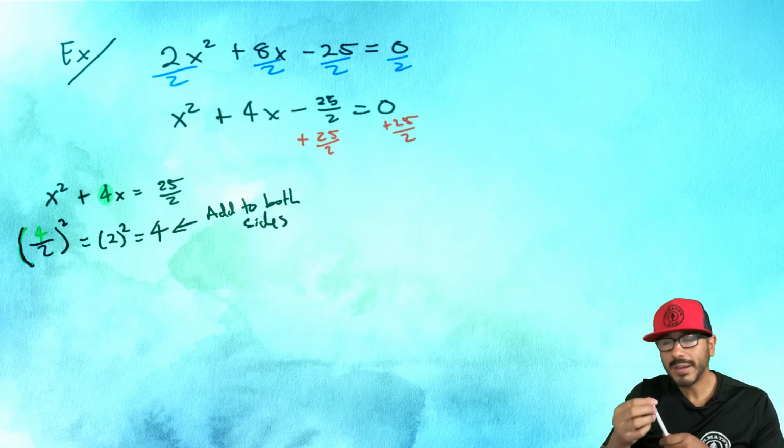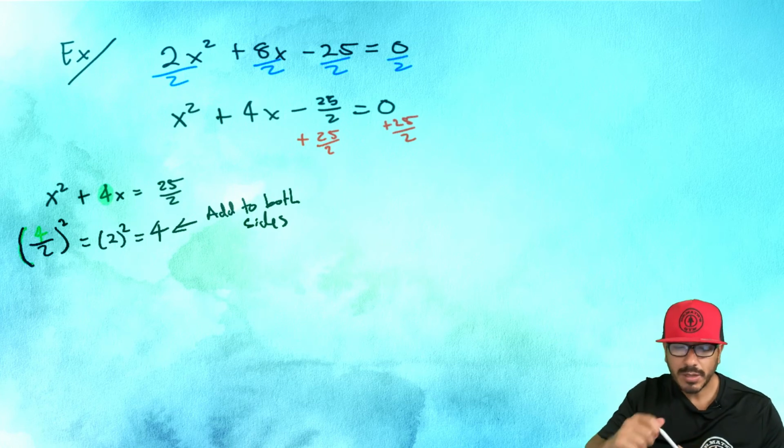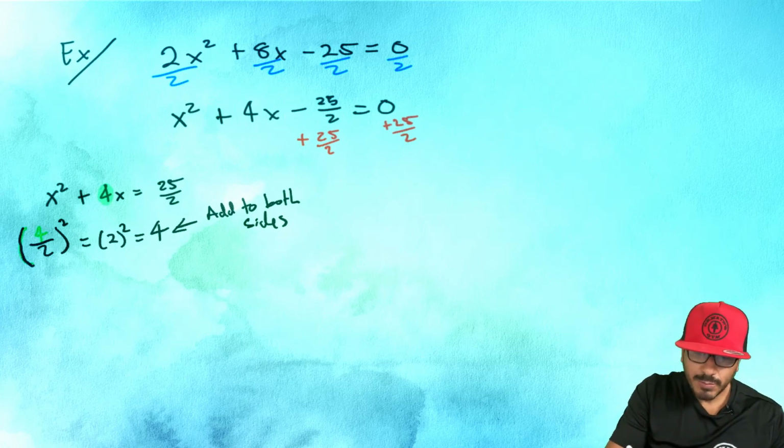All right, see, this one's wearing out my Apple Pencil. Got to tie that bad boy up. All right, so let's do it. Let's add that 4 to both sides.